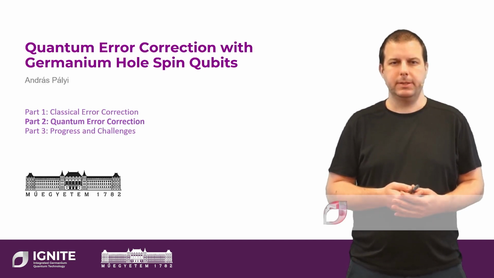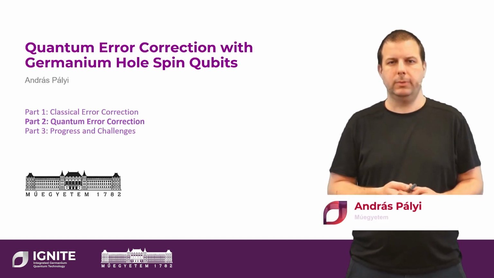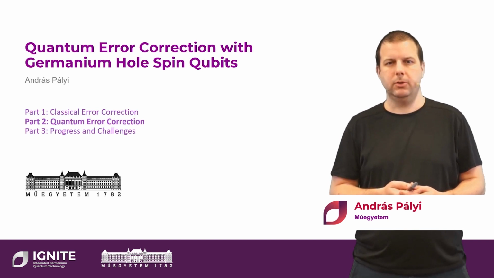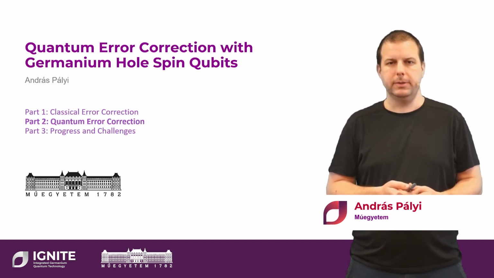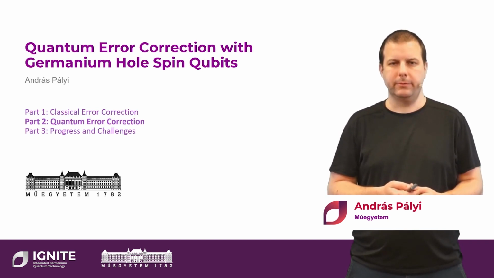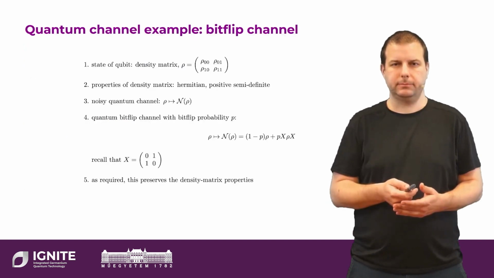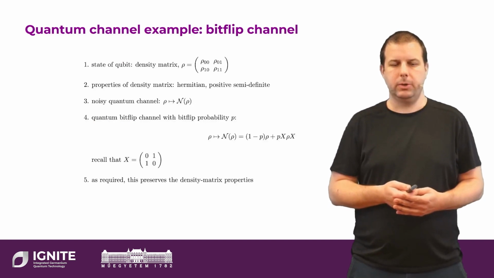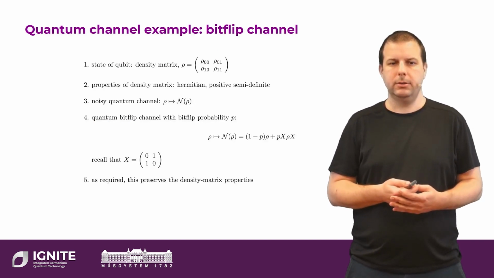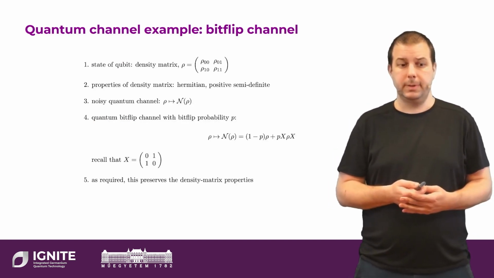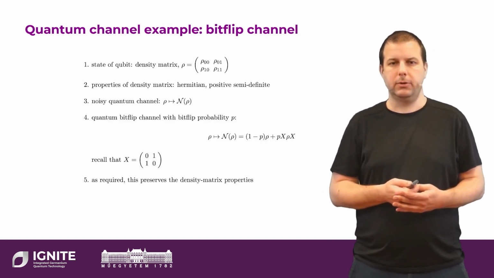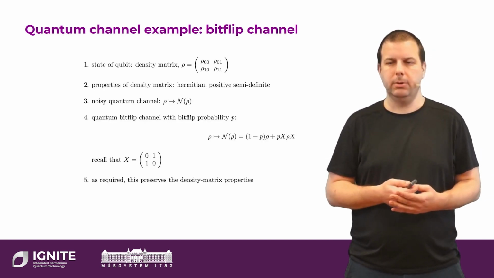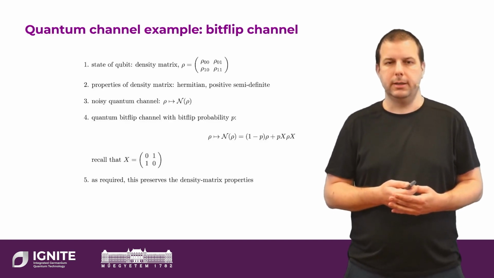Okay, so in the second part of the lecture on quantum error correction with germanium host qubits, I will discuss simple setups for quantum error correction. In the previous part, I was talking about classical error correction, where I was specifically discussing transmission of a single classical bit. And now I'd like to convert this scenario into a quantum scenario.